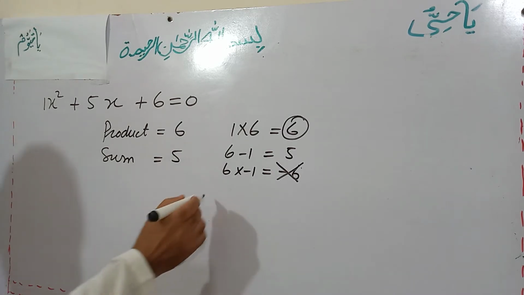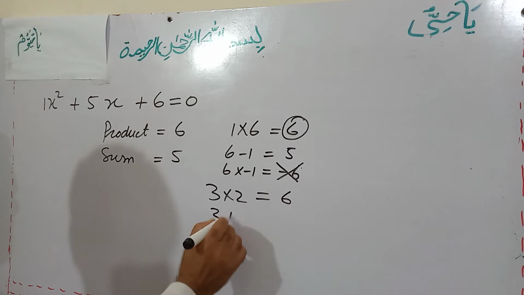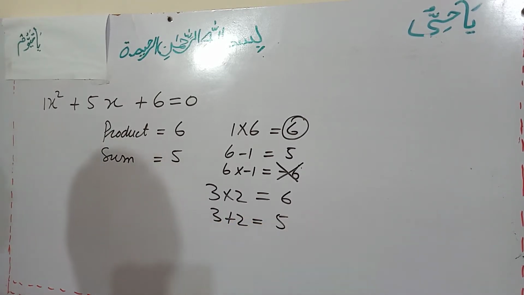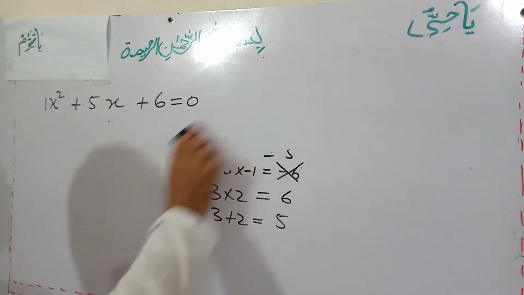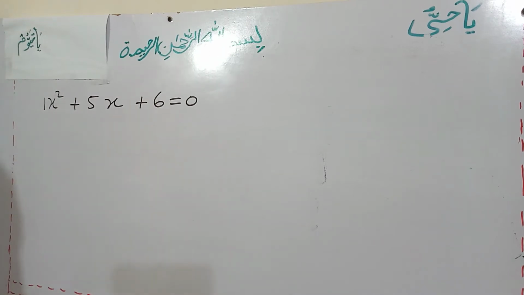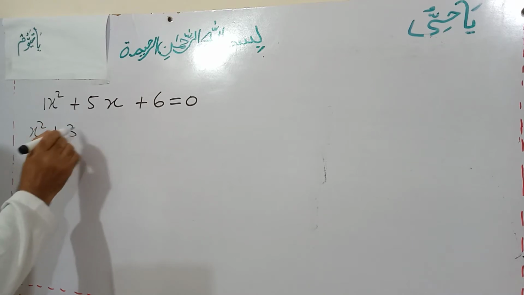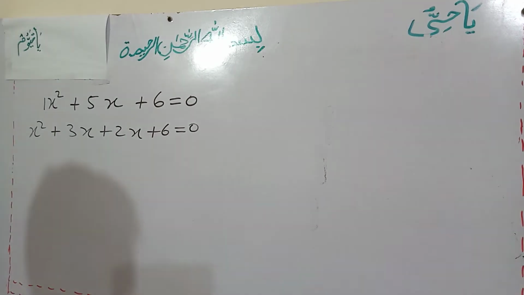So we will use 3 twos are 6, which is equal to 6. 3 plus 2 is equal to 5. So these two factors will be used for this question. Here we will write in place of 5x, 3x plus 2x. So x square plus 3x plus 2x plus 6 is equal to 0.